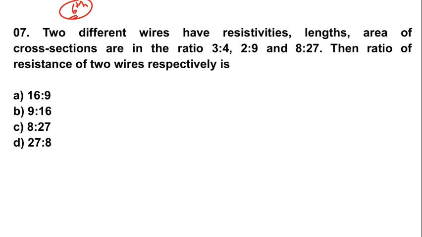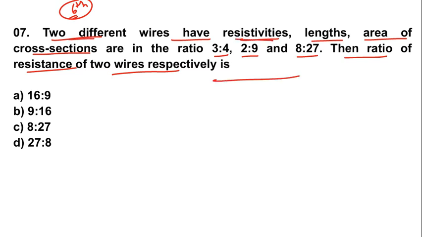And today's first question. Two different wires have resistivities, lengths and areas of cross sections in the ratio 3:4, 2:9, 8:27. Then the ratio of resistances of the two wires respectively is. Here two different wires are given and resistivity is also different. So let this be one wire, and this be another wire. Let this be a copper wire and this be an aluminum wire.